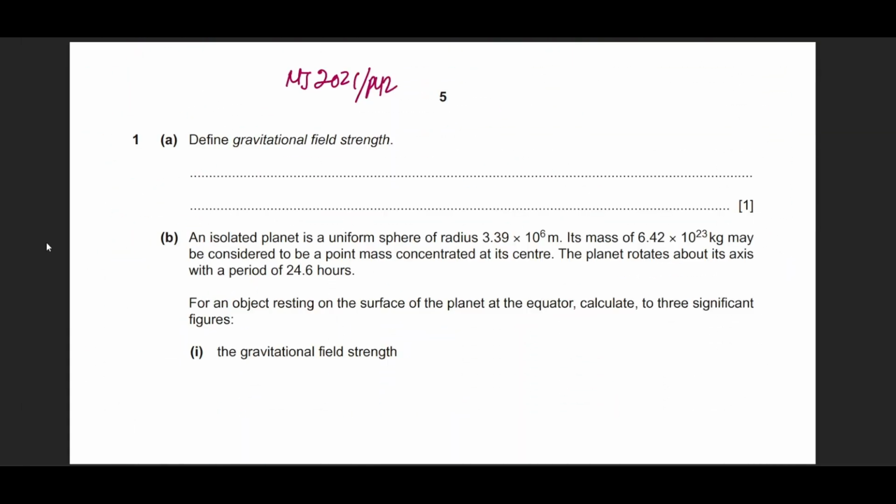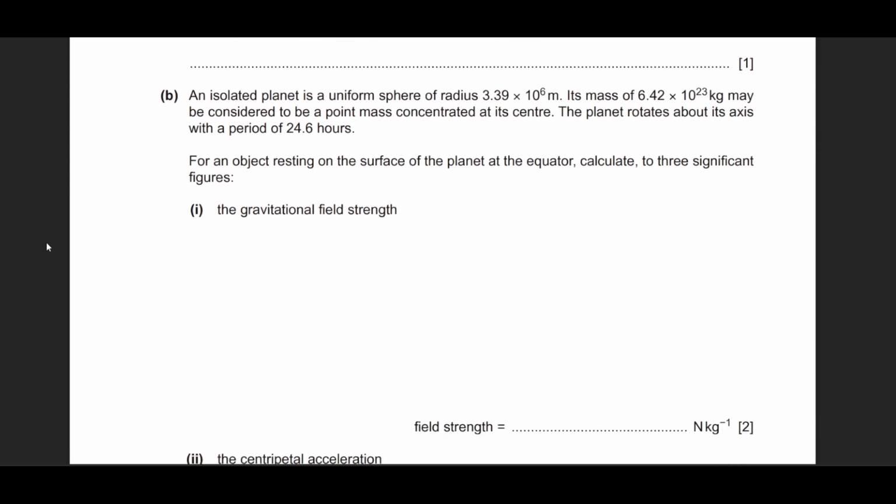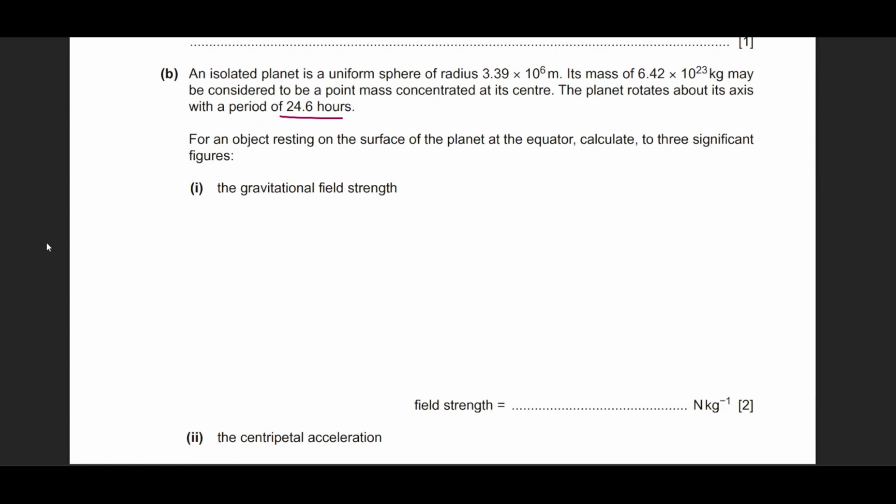Define gravitational field strength. We know this is force per unit mass, which is the value of g, in newton per kg, or as meters per second square. But since it is referring to field strength, we will refer to this unit. If it had said gravitational acceleration, then we would have referred to the other unit. So an isolated planet, a uniform sphere of radius this and mass this, may be considered to be a point mass, rotating at a period of 24.6 hours. At the equator, calculate, up to 3 significant figures, the field strength.